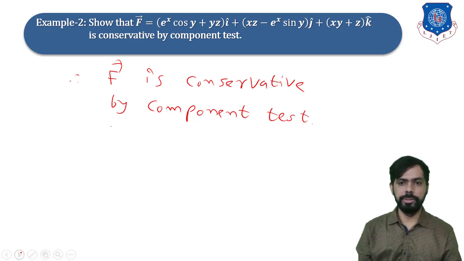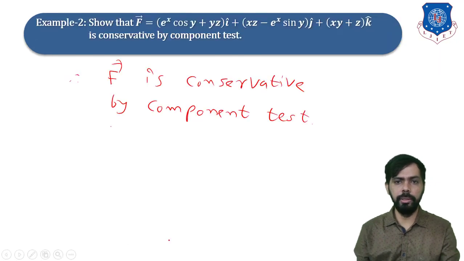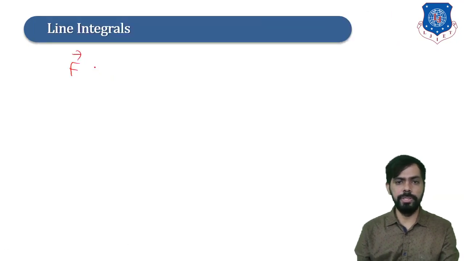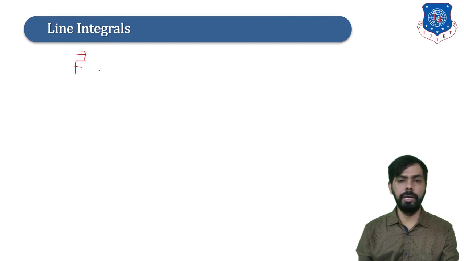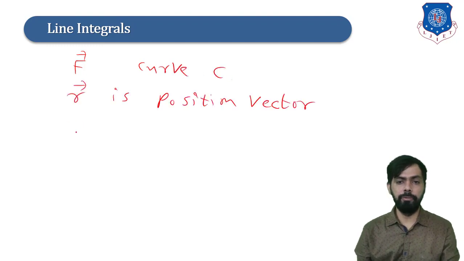Now we will discuss line integrals. So what is called a line integral? Suppose F is any vector field defined at every point of a curve C, and r is any position vector. Then the line integral of F over the curve C is defined by the integral of F dot dr.